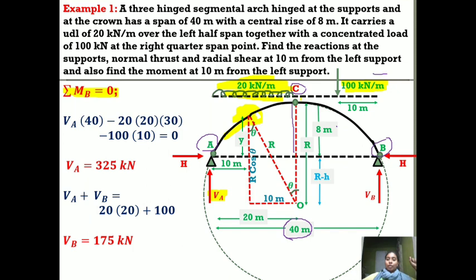Then another load, this 100 kilonewton load, is also anti-clockwise. So minus 100 into 10 is equal to 0. From this we get the vertical reaction at A, VA, equal to 325 kilonewton. Now we know VA plus VB, the vertical reactions, is equal to the downward loads. So VA plus VB is equal to 20 into 20 plus the concentrated load 100. So we get VB equal to 175 kilonewton.